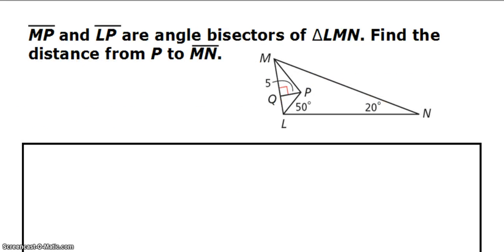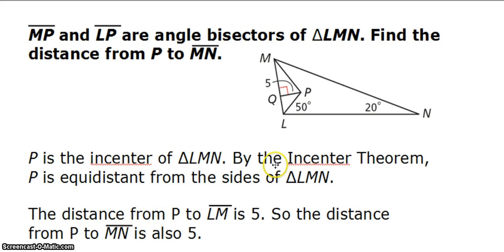It's inside. Segments MP and LP are angle bisectors. Find the distance from P to side MN. Okay, side MN is over here. Well, if these are bisectors, then we know that this is the incenter. Point P is the incenter, which means if PQ is 5, then the perpendicular distance from P to side MN would also be 5, right? By definition of the incenter theorem.